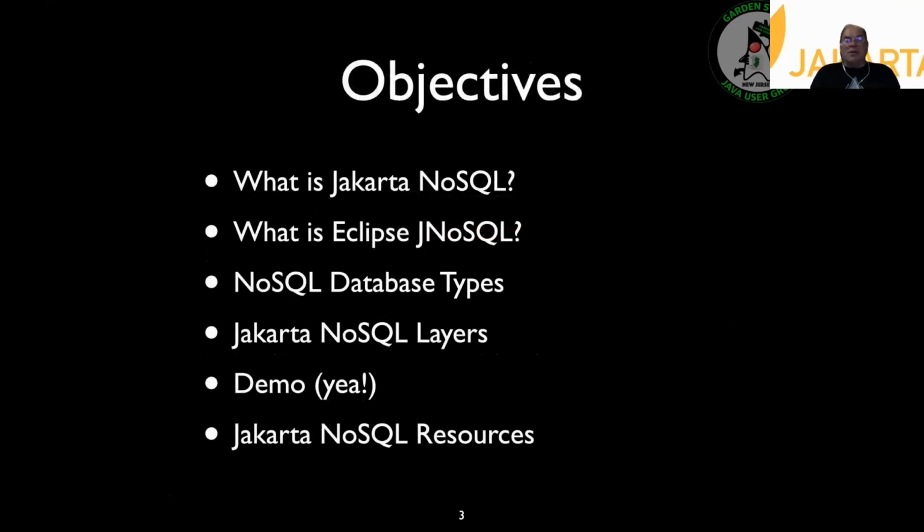So the objectives we have today: I'm going to talk about what Jakarta NoSQL is, what Eclipse JNoSQL is, go over some NoSQL database types, talk about the two different Jakarta NoSQL layers, and of course, a demo is always the best for everybody. Okay, there we go. I had a window pop up in front of me. Sorry about that. And then talk about some resources at the end.